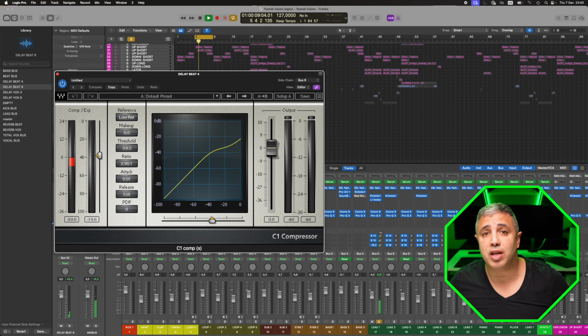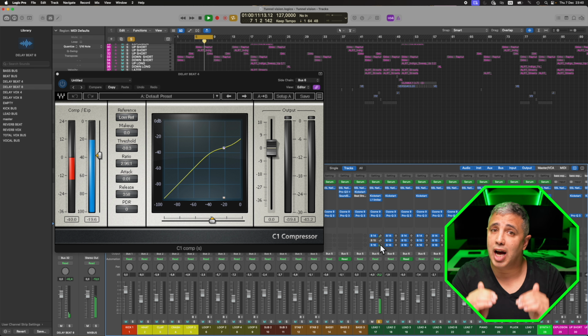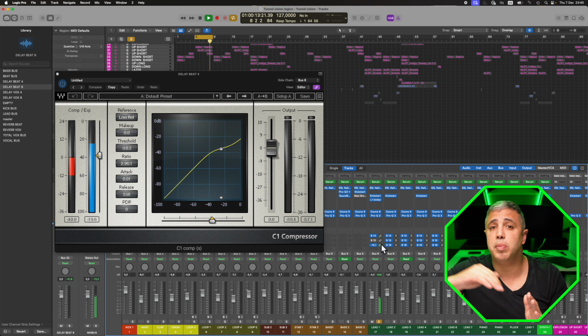So every time the signal of the lead hits, the compressor takes out the reverb and the delay and slowly brings it back again.